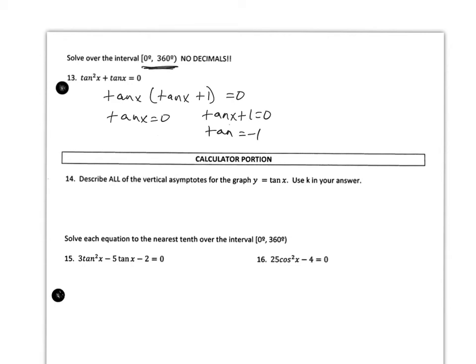The tangent is 0. We're in degrees now, 0 and 180. And the tangent equals -1 along this line. And that is your pi over 4 line. So 180 minus 45, 135. And 360 minus 45, 315.